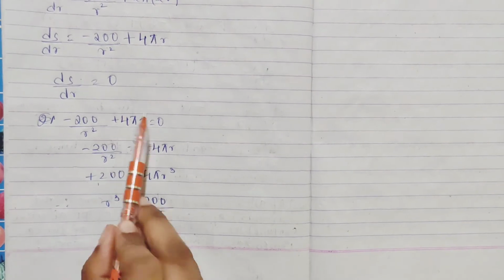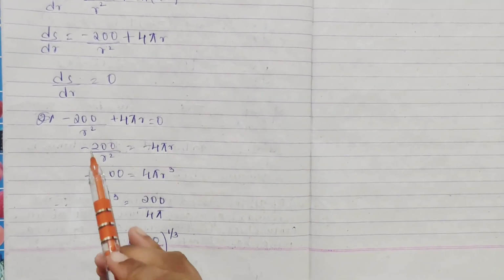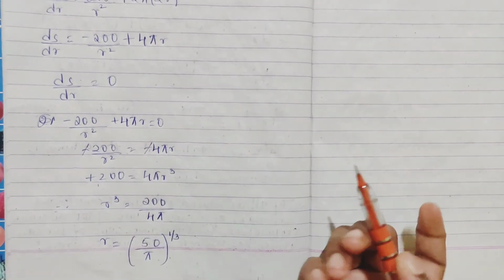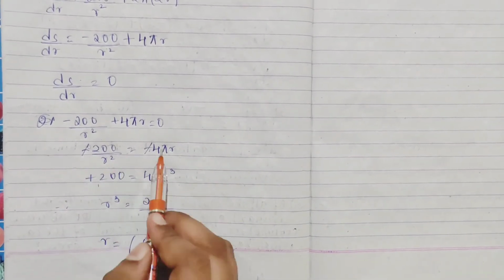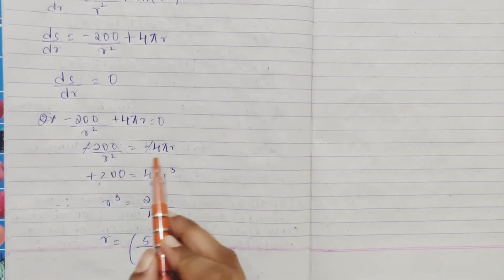Next, what will you take your 4 pi to the other side? You'll get minus 4 pi, so this minus cancels. So you'll be having r square cross multiply. So you'll be having 200 is equal to 4 pi r square into r, which is r cube.